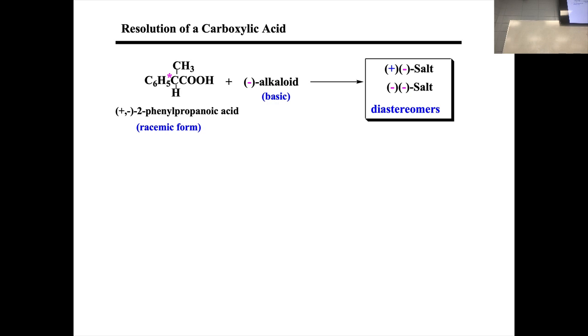They are different. They have different physical properties. And so what happens is I end up with this salt, where I end up with a plus-minus salt and a minus-minus salt. They are diastereomers of one another. They are not mirror images. Therefore, they don't have to have the same physical properties.